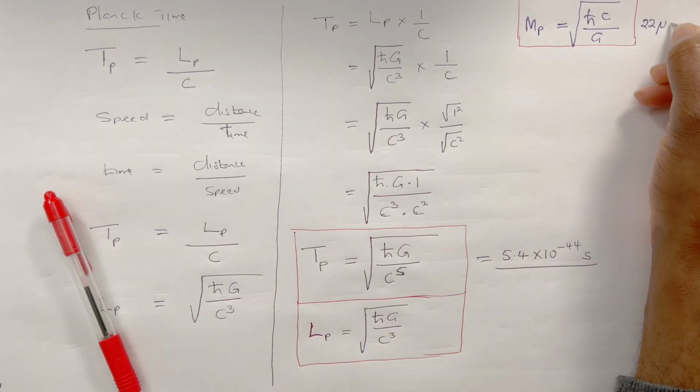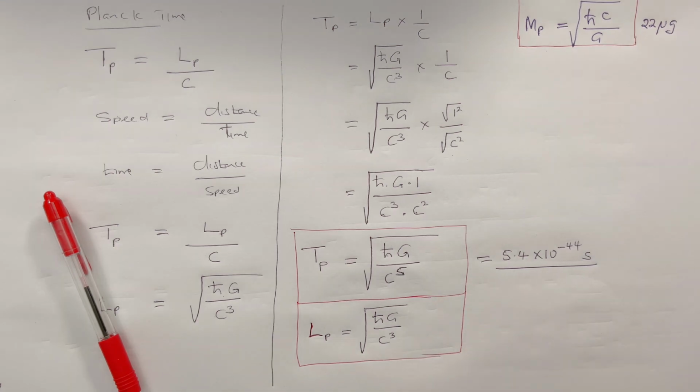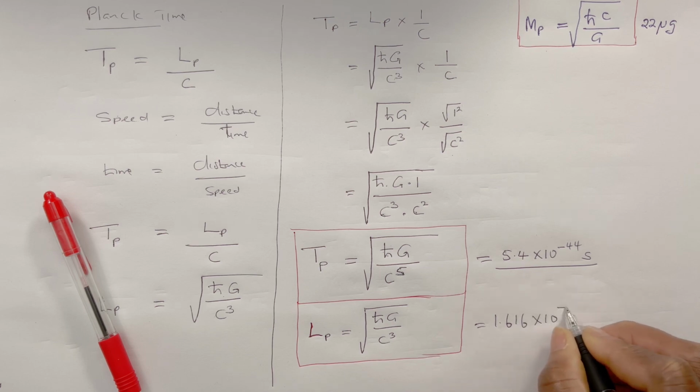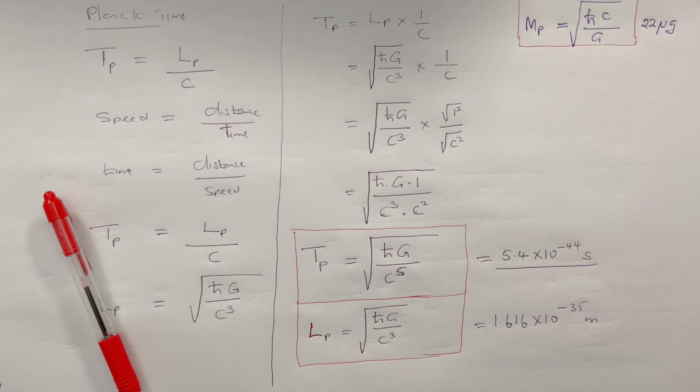So that is Planck mass, and we said that was 22 microgram. And the Planck length was 1.616 times 10 to the power minus 35 meters. Very, very small. Now, the important one that is left to uncover is the Planck temperature. So let's find the Planck temperature.